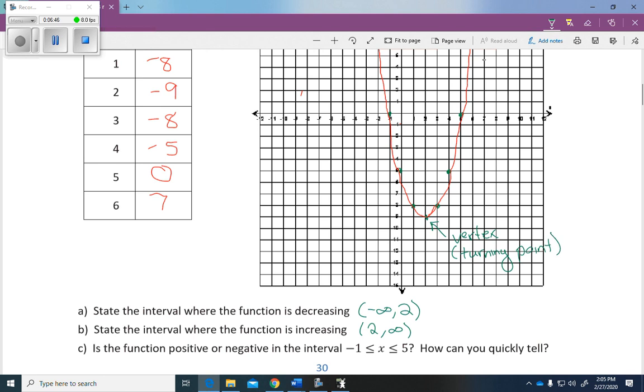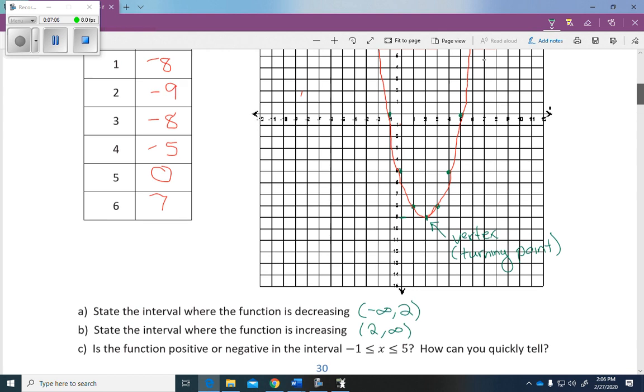And we can talk about this turning point being a minimum or a maximum. In this case, it's the lowest point on the graph. Therefore, on this graph, it would be a minimum. The minimum value that it reaches is -9. So these are all vocabulary that you've heard already.